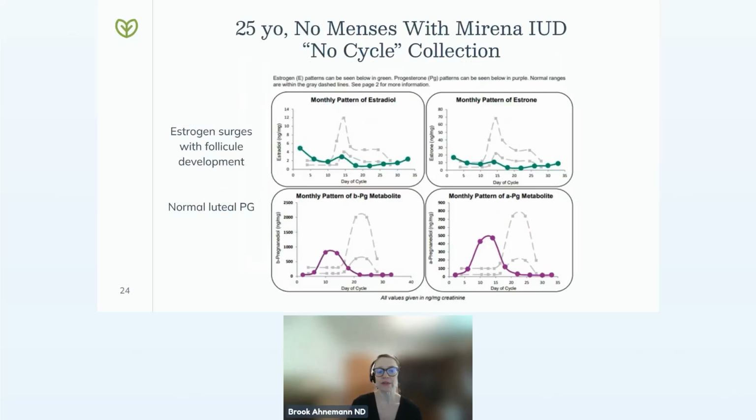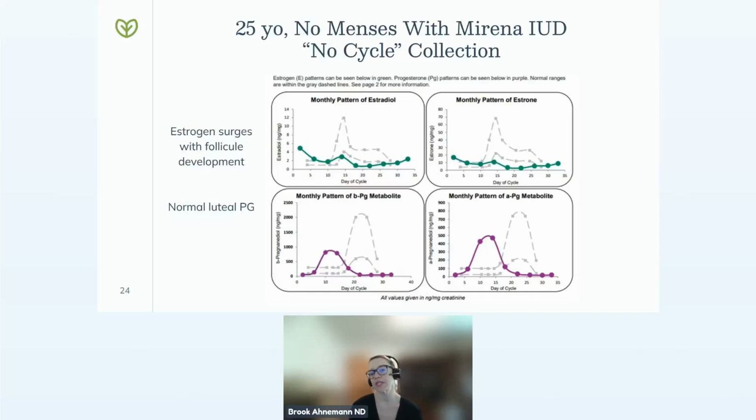So this one's a 25-year-old with a Mirena, so on a hormonal IUD. She's not cycling, but she felt like she was having some symptoms that correlated with a cycle. So we went ahead and took a chance, had her do a collection, and you can see that she is cycling hormonally, even though she's not bleeding. When we do come in on day 1, again, the pattern here is a little bit shifted because by that first day of collection, she's already at that pre-ovulatory surge of estrogen. And then not too long afterwards, by about day 10, she's already in that mid-luteal peak time.